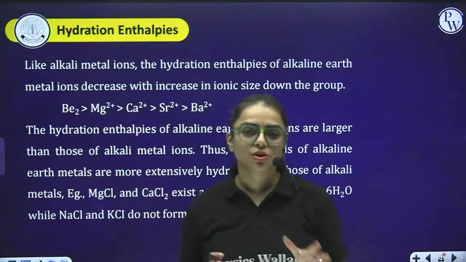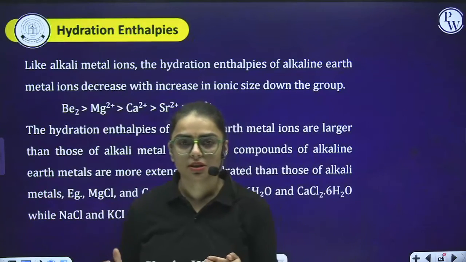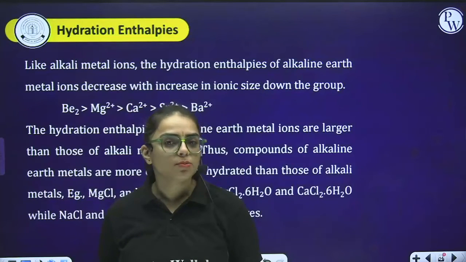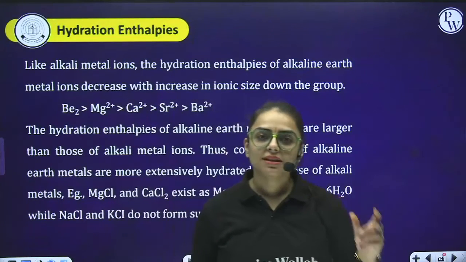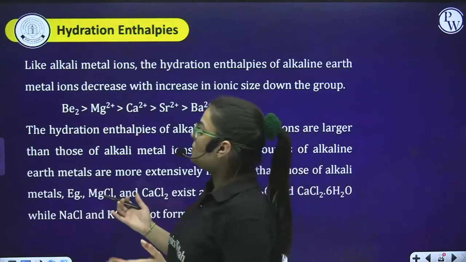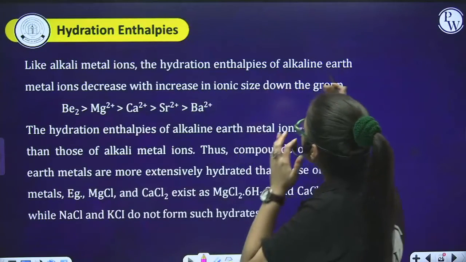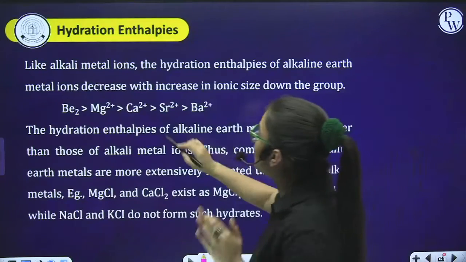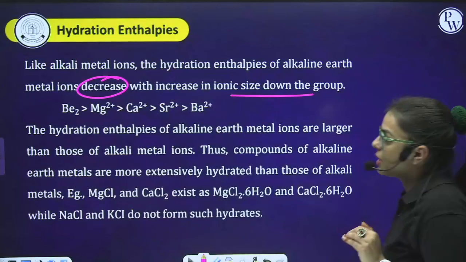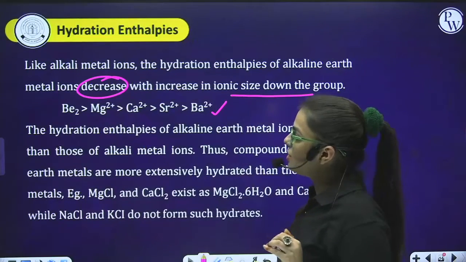In the previous class also I told you hydration enthalpy is basically when our cation is going to react with water. It is going to create a bond with water. At that amount of time, the energy released is hydration enthalpy, right? So basically, like alkali metal ions, hydration enthalpy of alkaline metal ions also decreases with increase in ionic size down the group. Okay, so basically this is going to be the order, right?